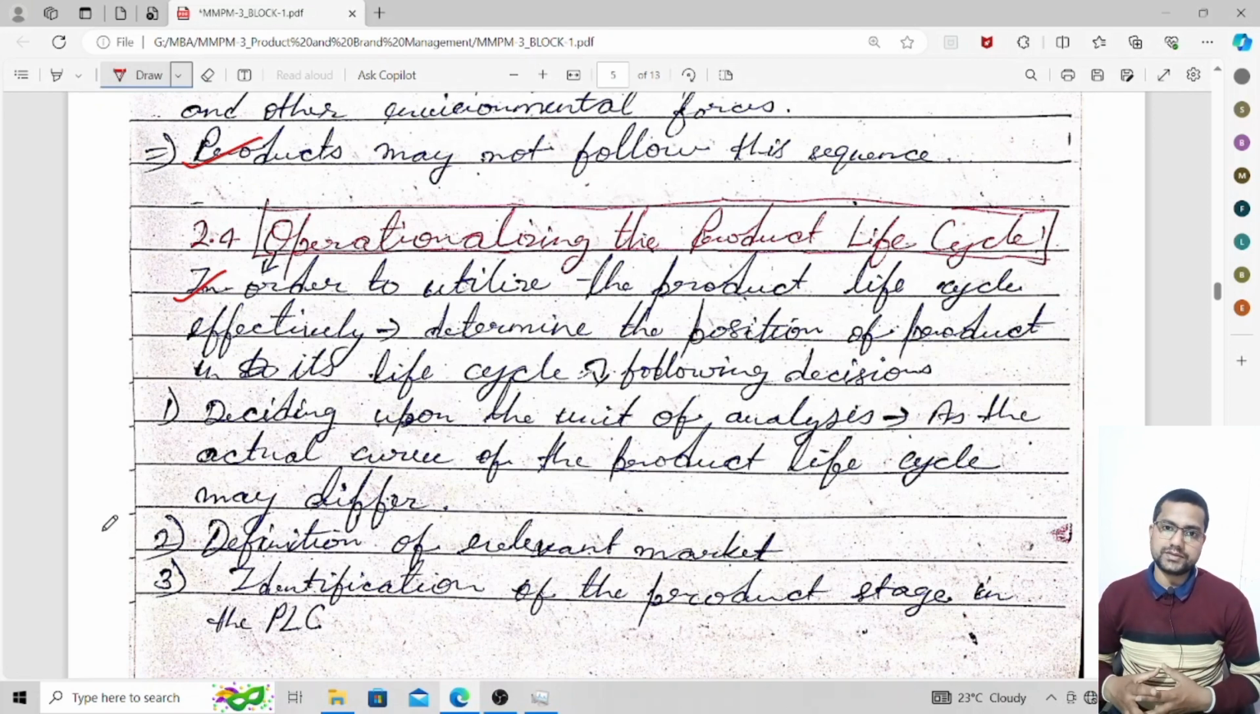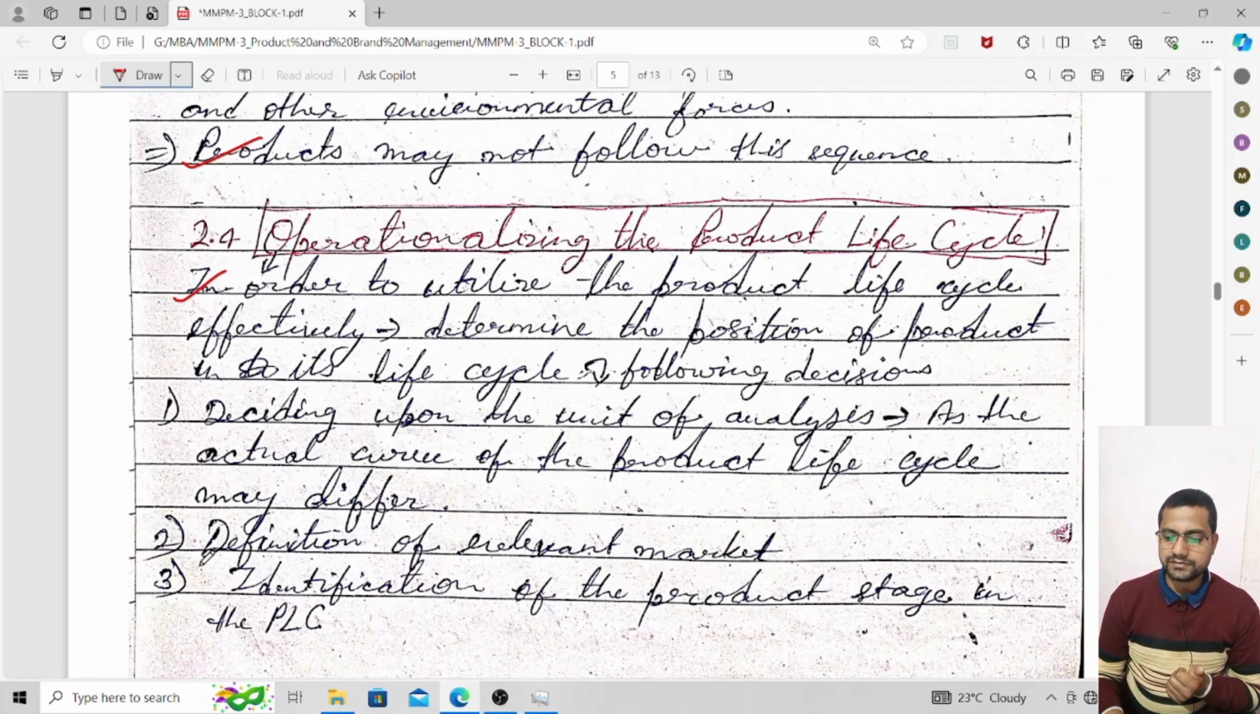So which unit to analyze? It means what kind of product you want to analyze in the company, so that it will be beneficial for the company. So which unit of the product you want to analyze? Then you have, as the actual curve of the product life cycle may differ from one product to another product. So that's why it is very important for us to consider which unit of product you want to analyze.